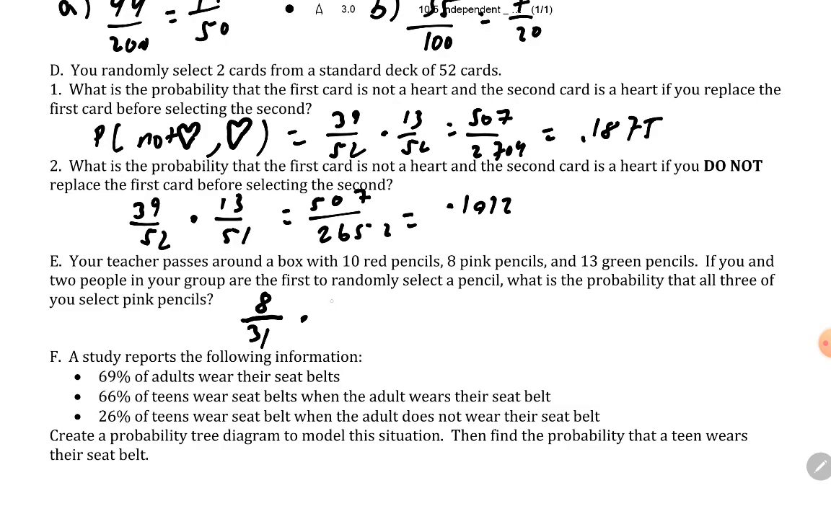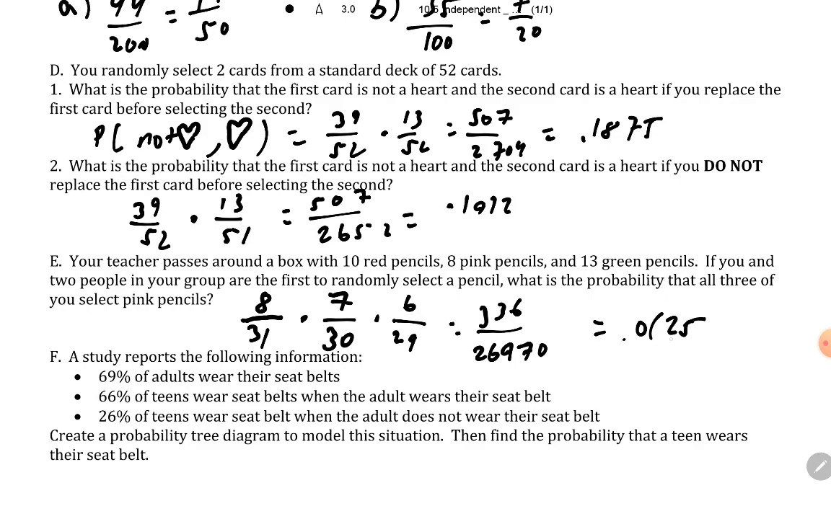And then one of your friends in your group has his turn. Now there's only 7 pink pencils left out of the 30 remaining. And now there's only 6 pink pencils left out of 29. Do some multiplication, and we'll get 0.0125. So the probability of that occurring is only a 1.25% chance. So it's very unlikely that you all randomly select a pink pencil: 1.25% chance.